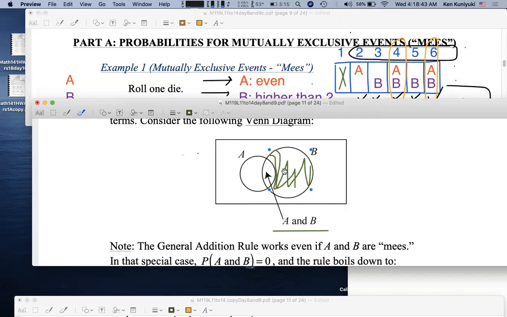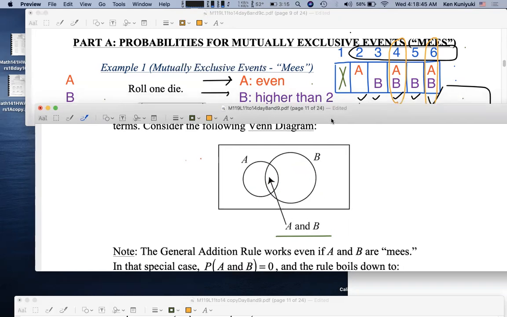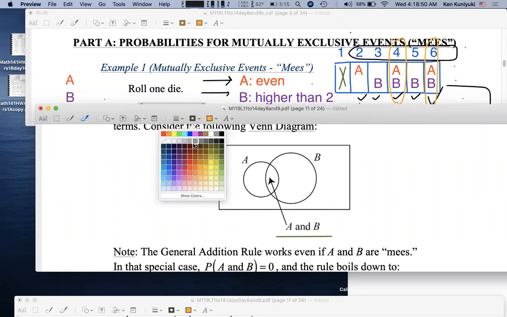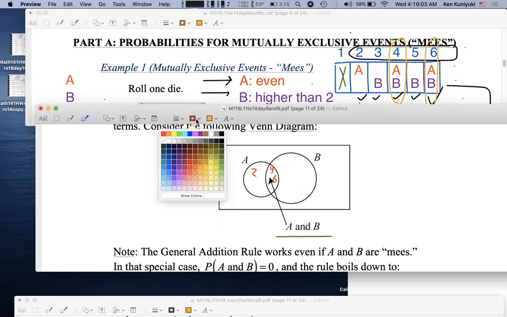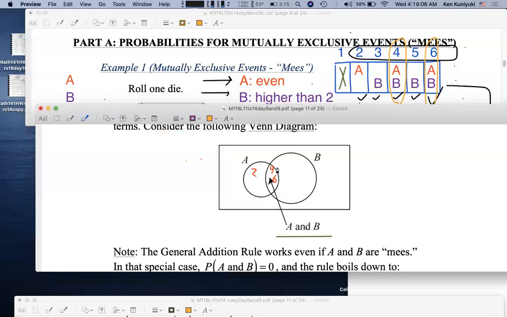By the way, if you want to relate these to the outcomes, an even number would be a 2, a 4, or a 6. I have to write tiny 4 and tiny 6 here. An even number would be 2, 4, 6. Okay. A number higher than 2, that would be 3, also 4. I'll circle the 4 in purple. Also 5, and also 6. I'll circle the 6 in purple.